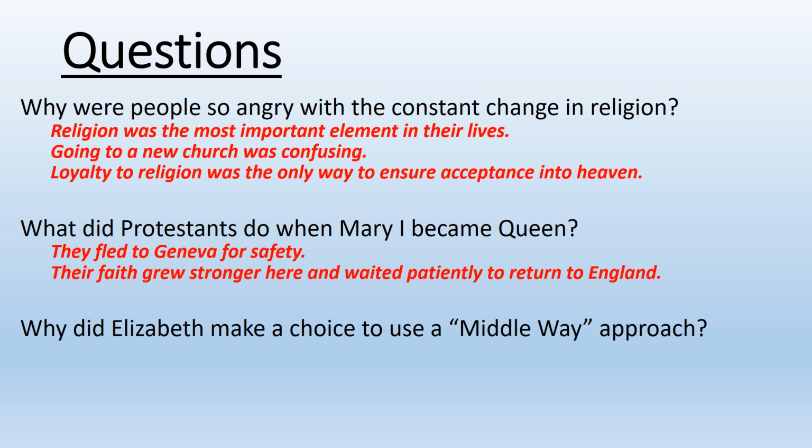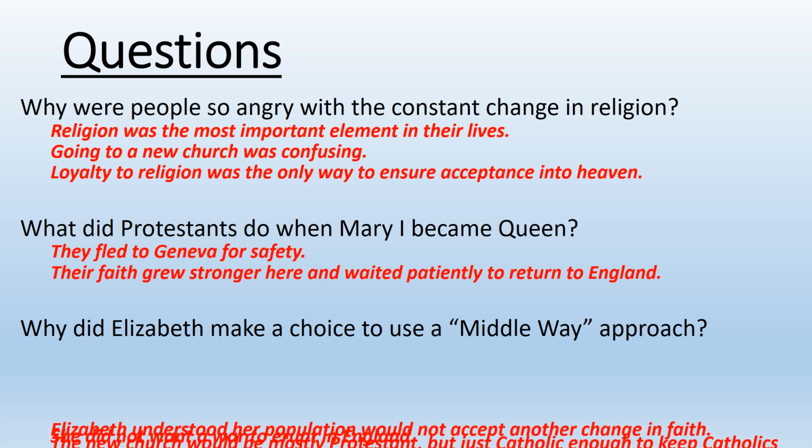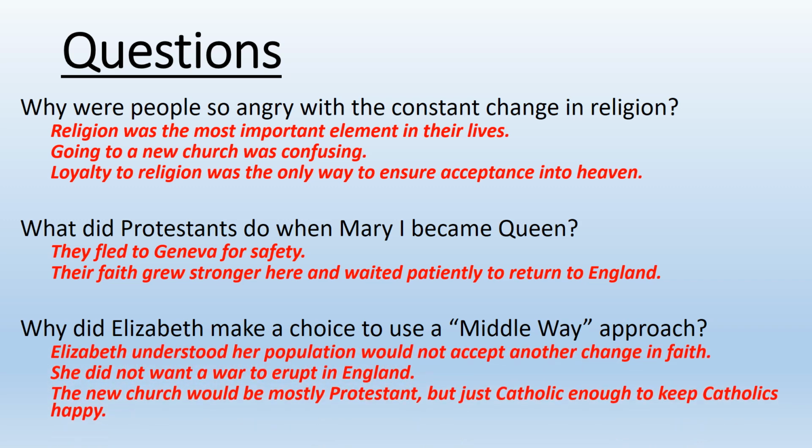And lastly, why did Elizabeth choose the middle way? She knew that people wouldn't accept another change in faith, but she also knew that she had to be a good Protestant and push for the Protestant faith to be the dominant one in England. She didn't want any civil war to erupt, and she didn't want war to happen with any other country. France and Spain were the two biggest superpowers of the time, and they were both Catholic countries. And lastly, the new church would be mostly Protestant, but just Catholic enough to keep everybody happy.